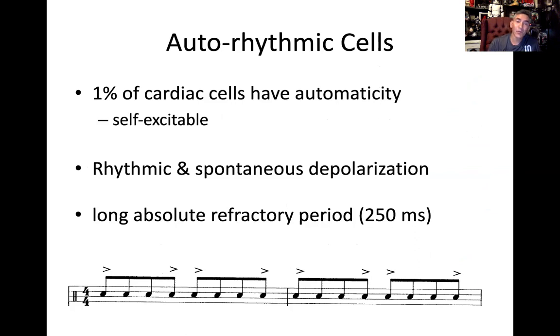But there is that 1% that's a little bit different. So 1% of the cardiac cells are what we're going to call autorhythmic cells. They have automaticity, so they are self-excitable. They don't need any stimulation from the nervous system. They take charge of their own beat, and they automatically cause their own depolarization. They're rhythmic, and they undergo spontaneous depolarization. And there's that long refractory period again.